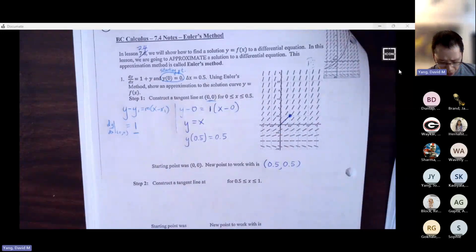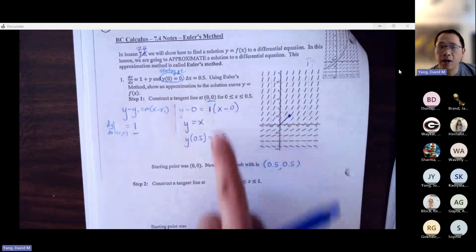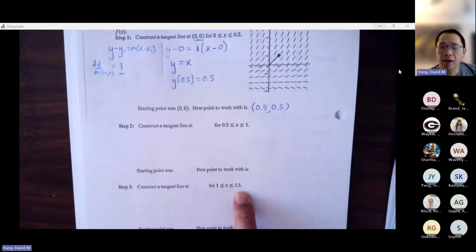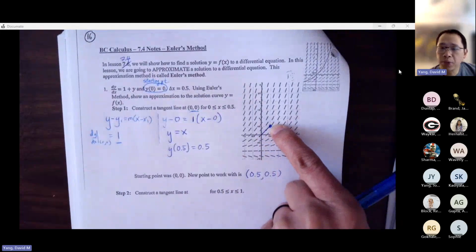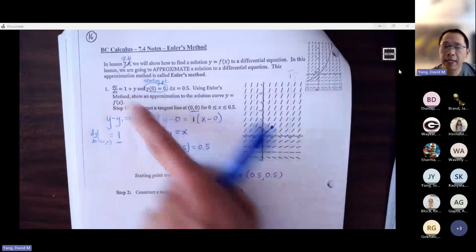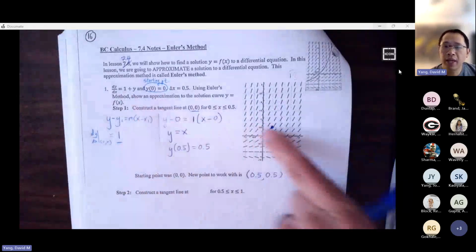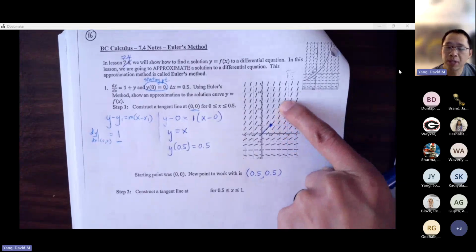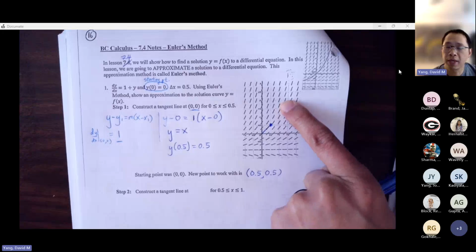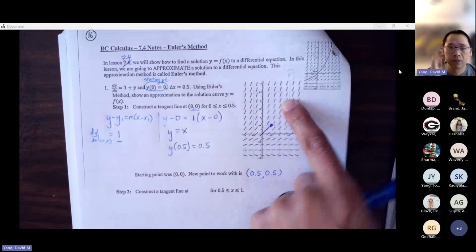Now, our eventual goal is to figure out where this graph is going to lead when we get to 1.5. So we're just inching along. Now that we have this point, we're going to repeat the same process. We're going to find the slope at this point using our differential equation, and then build another tangent line equation to figure out our next step along the way. Then we'll repeat this multiple times until we reach our approximated y value at 1.5.